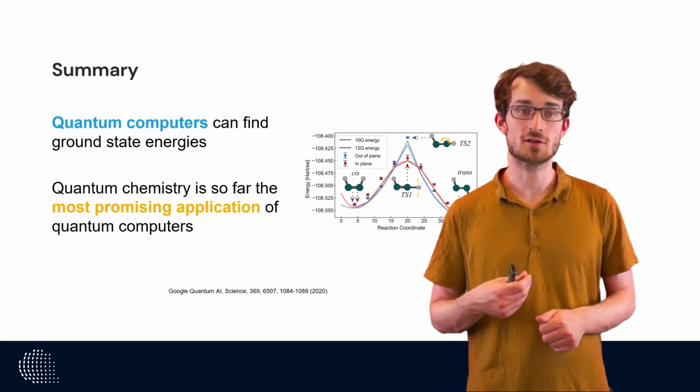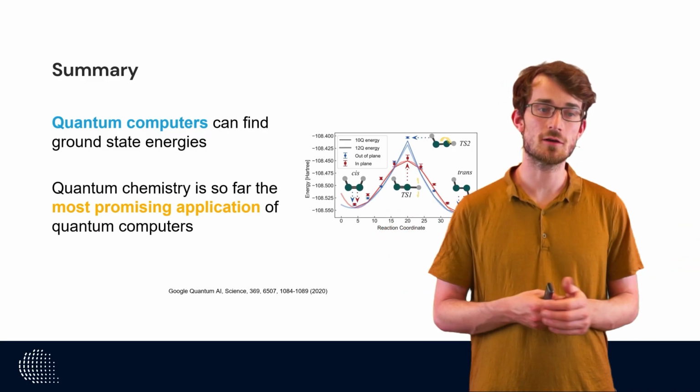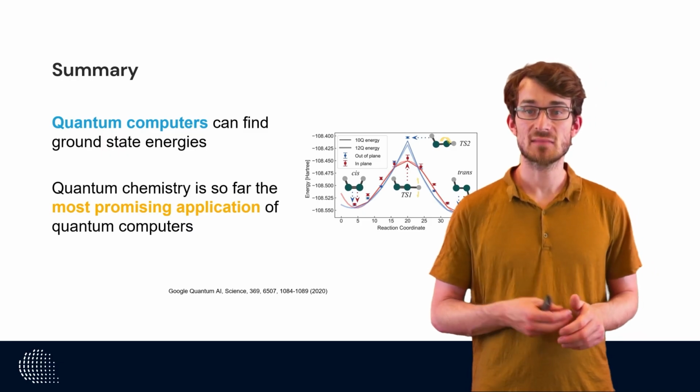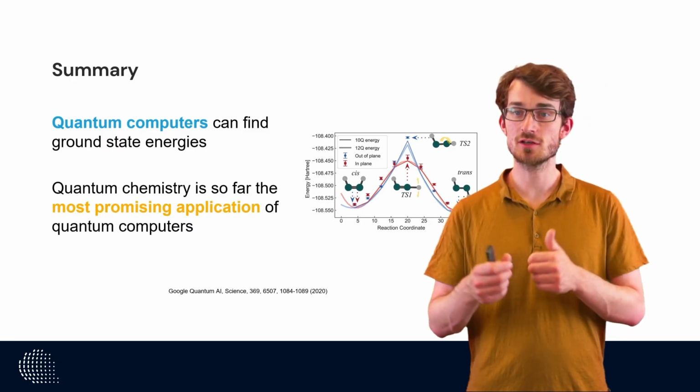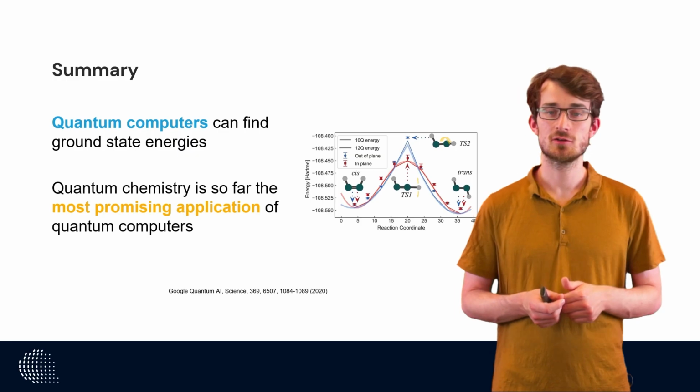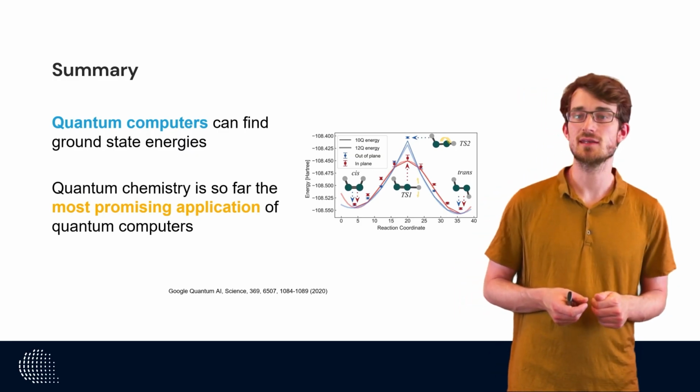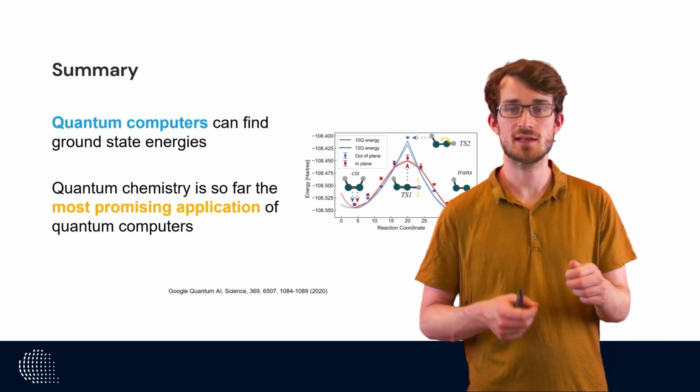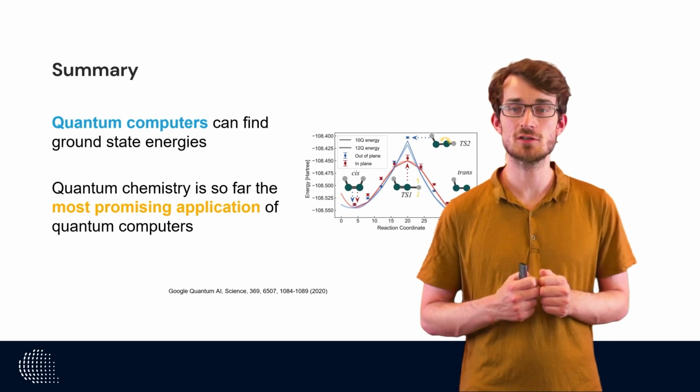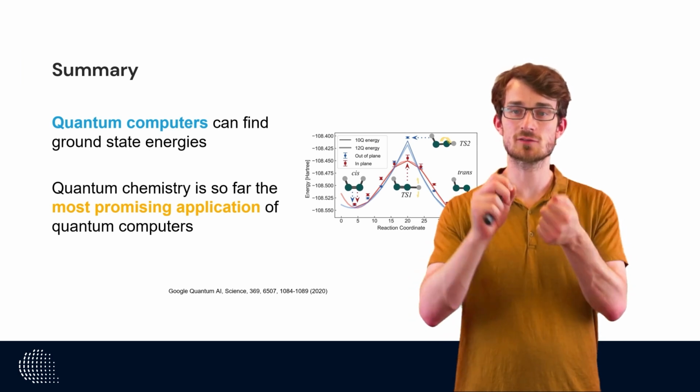Except it's very hard to construct these circuits, so there's still a lot of research going on in doing it well. An example where people did it for small molecules is the reference that I put here, done by the Google AI team, where they demonstrated that they can calculate the energy of a molecule that depends on how it's rotated.